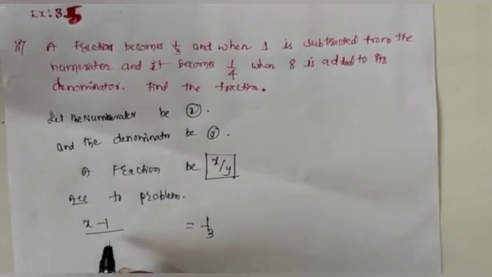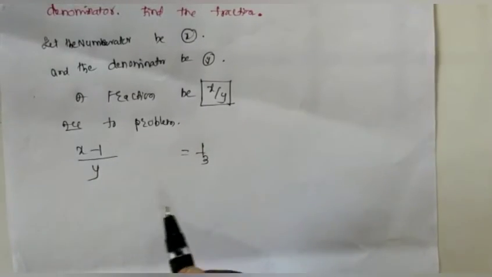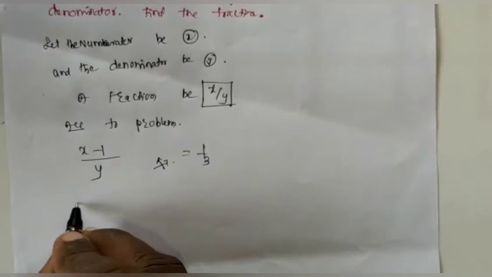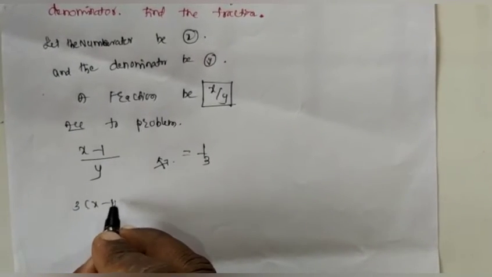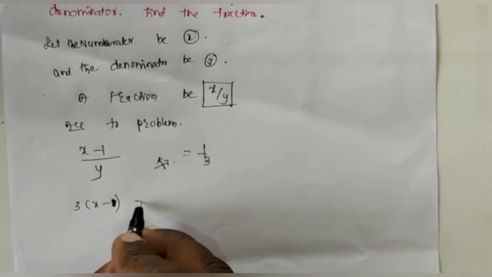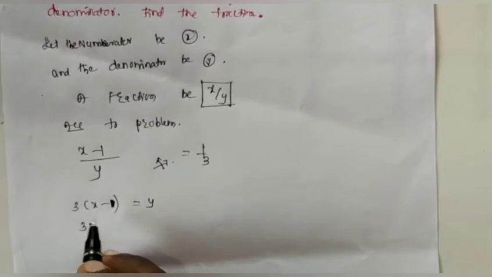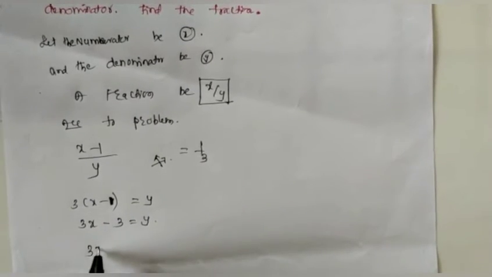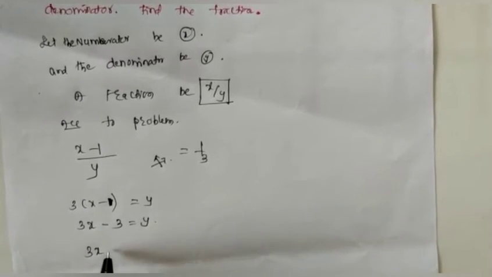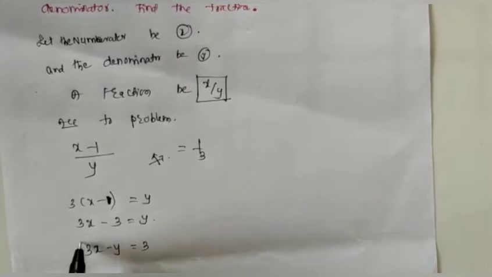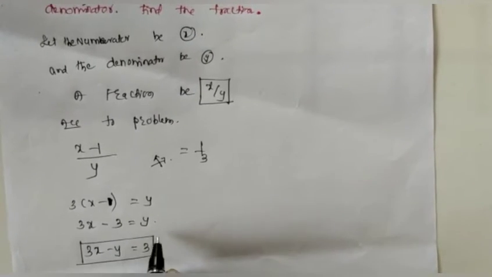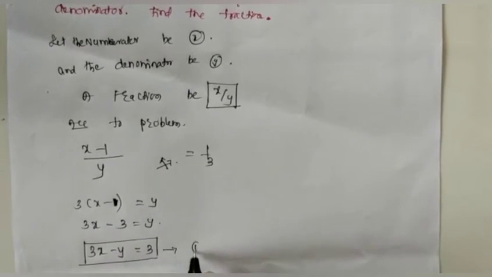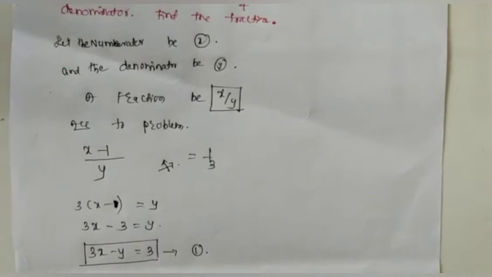So (x minus 1) divided by y equals 1 by 3. By cross multiplication, we get 3 into (x minus 1) equals y into 1, that is y. So 3x minus 3 equals y. By transposing, we get 3x minus y equals 3, since minus 3 moving to the right-hand side becomes plus 3. Call it equation number 1.